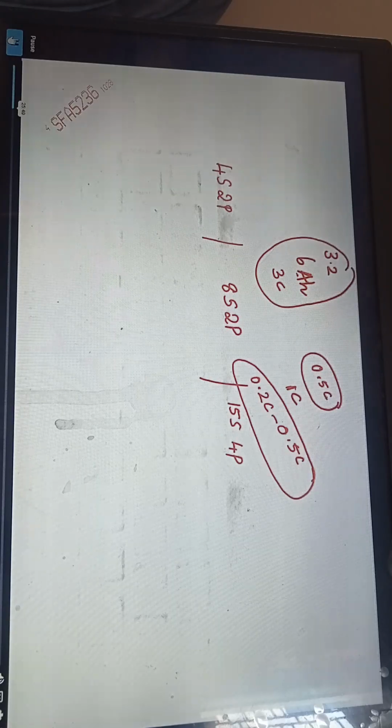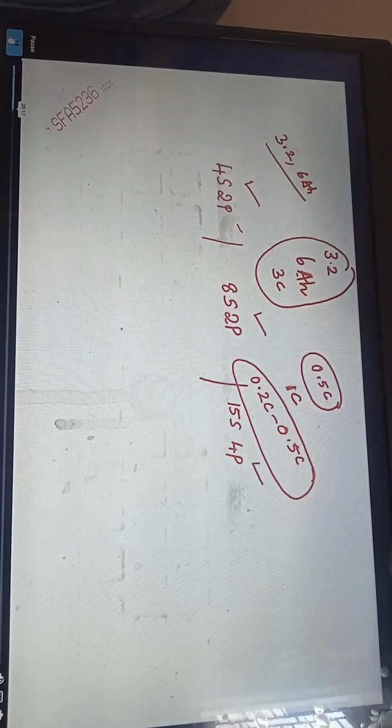This is the battery pack configuration. You have to develop this battery pack for the 4s2p configuration using the cell 3.2 volt 6Ah. I'll give you a 3.2 volt 6Ah cell, and you need to build a battery pack using this cell for 4s2p, 8s2p, and 15s4p configurations. Please draw it. I'll pick some people randomly and ask you to share the screen. I'll give you 5 minutes to draw it on a white paper or your notebook.